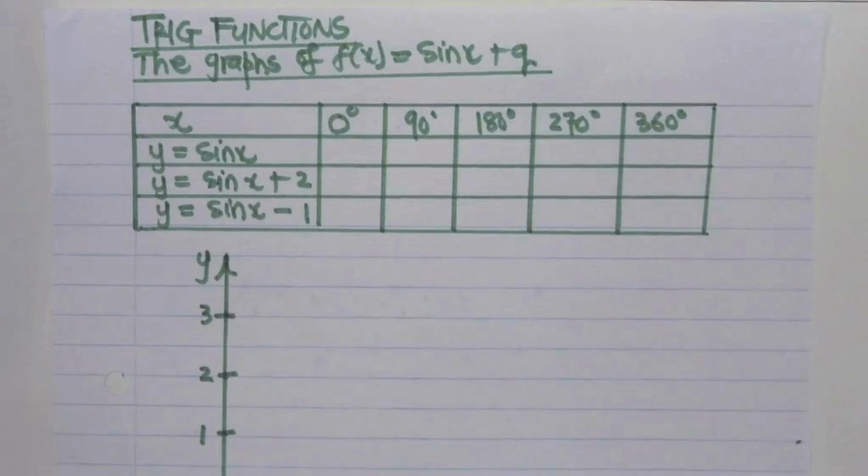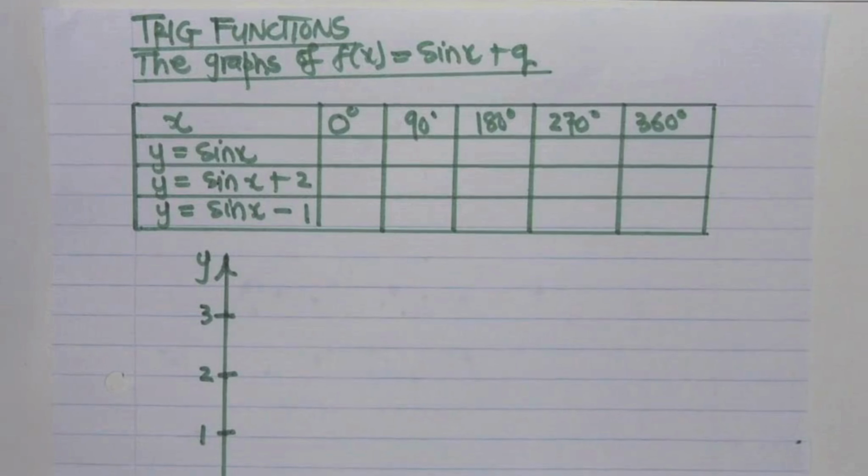In today's lesson, we're going to draw the graphs of f of x is equal to sin x plus q on the same set of axes. So we begin by completing the table of values. And the first graph that I have here is y is equal to sin x. If I substitute, I'm going to get 0, I'm going to get 1, I'm going to get 0, I'm going to get -1, and I'm going to get 0.